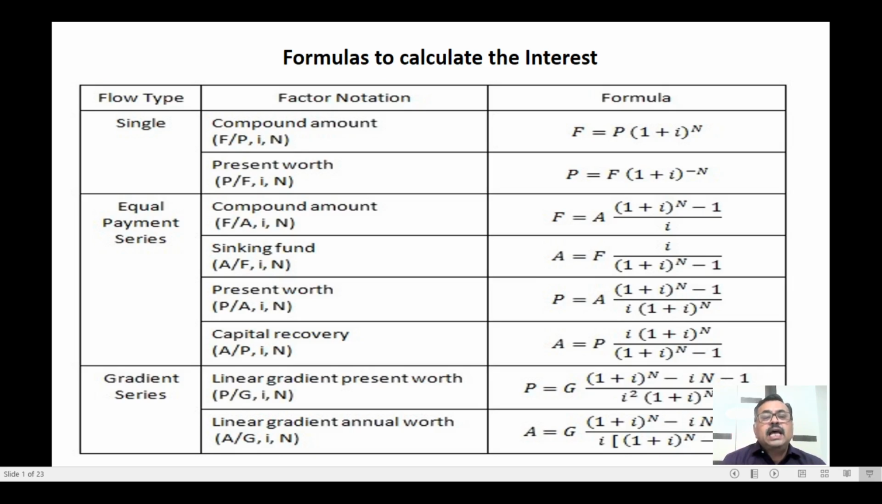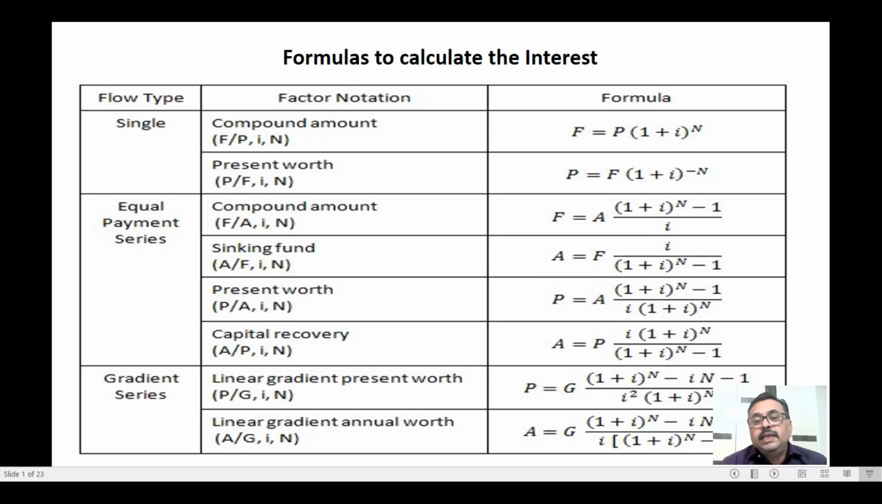G is the amount of gradient that is going to happen from the first year to the second year. How much of gradient will happen? If in the first year I pay 1000 rupees and in the next year I pay 1100 rupees, that extra 100 rupees is called G, and from then onwards we will be paying 100 rupees extra every year. That is nothing but a gradient pay, and the present worth factor will be calculated there.